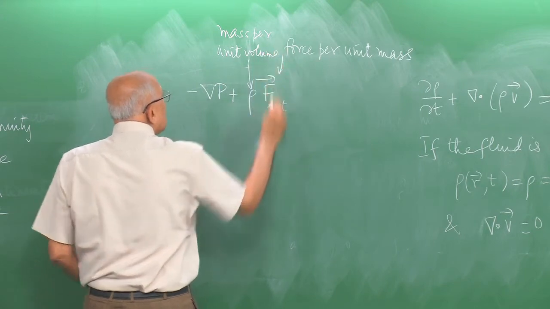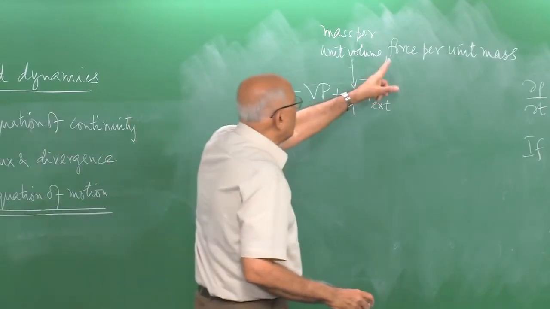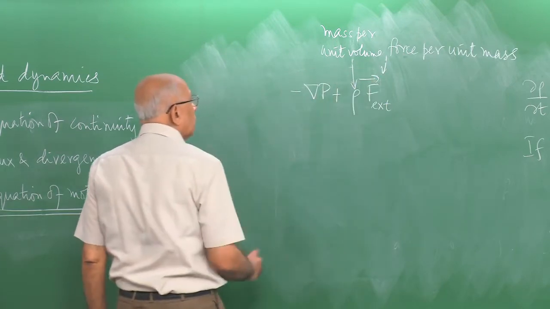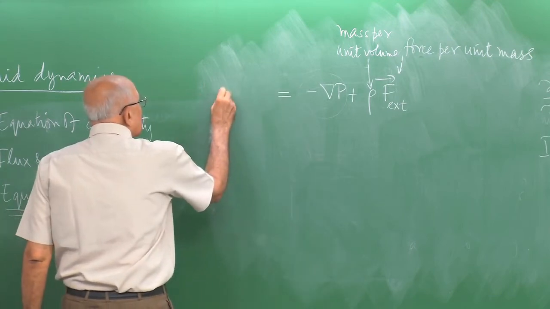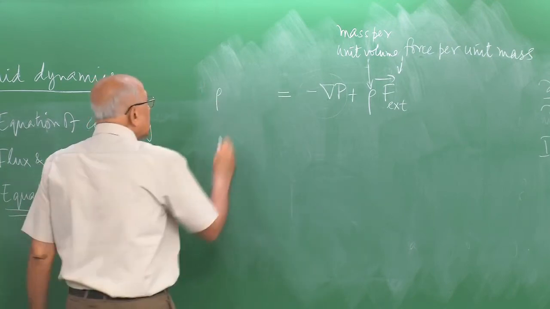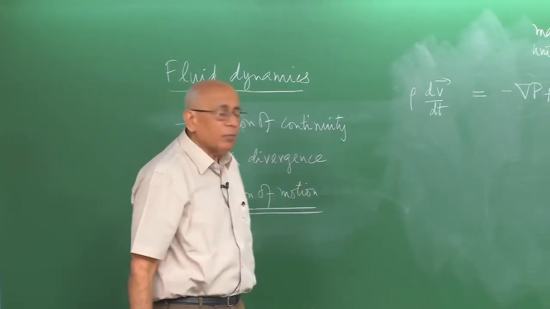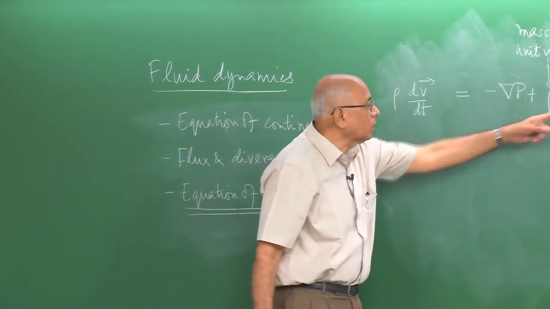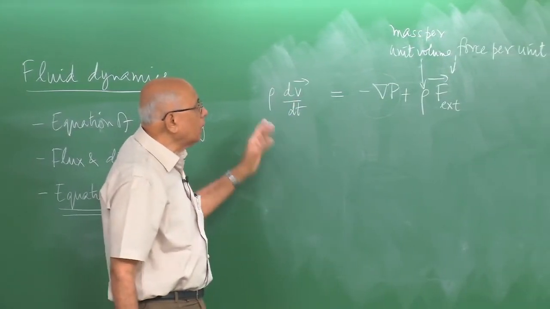So, this term is the external force per unit mass multiplied by the mass per unit volume, so this is the force per unit volume. This must be equal to the mass per unit volume, which is rho times the acceleration dV over dt. So, that is the equation of motion of a fluid element at any point r at any time t. Given this quantity and this quantity, you should be able to determine this quantity, assuming that we know rho already.